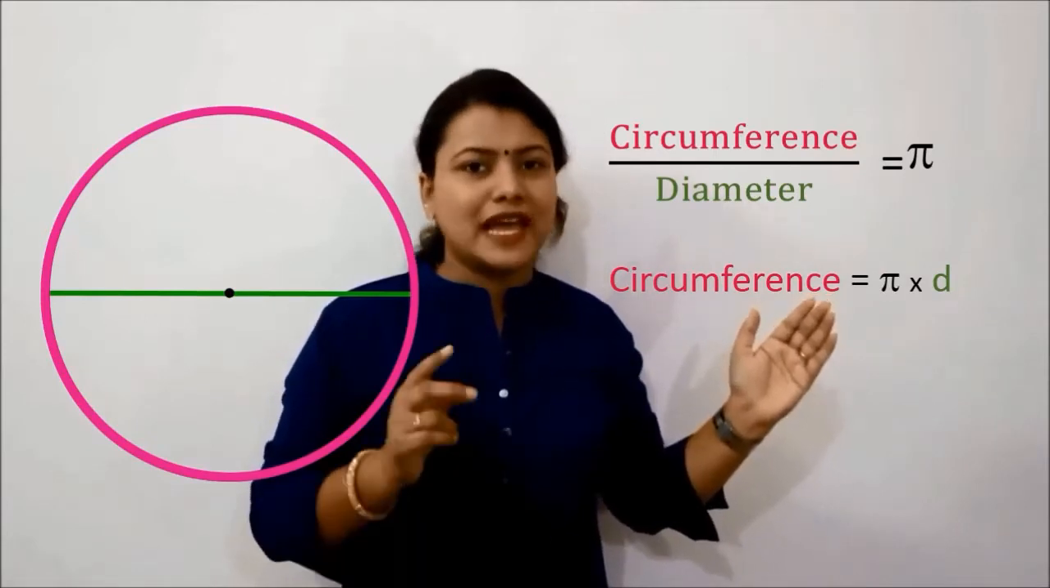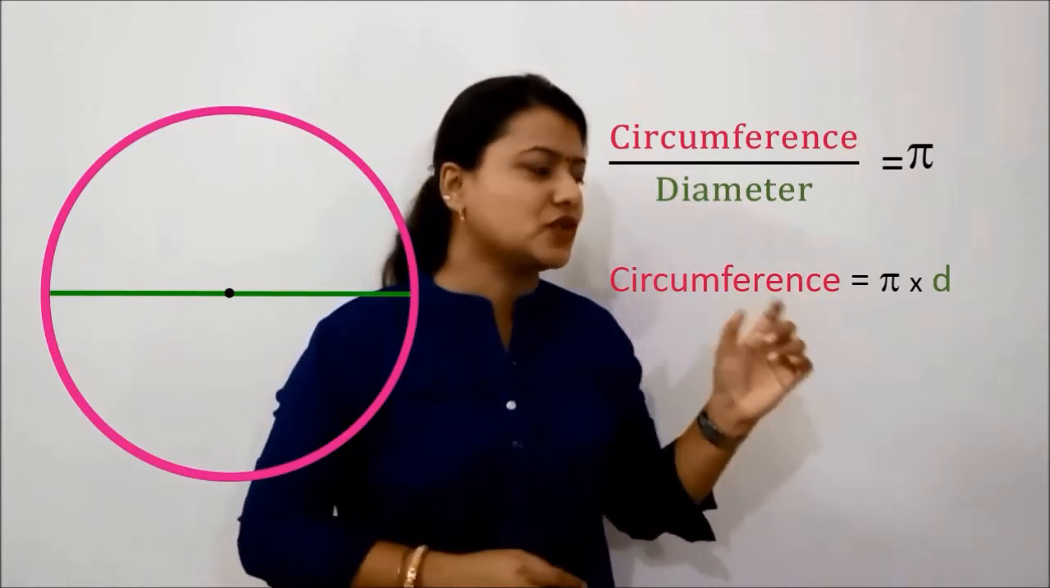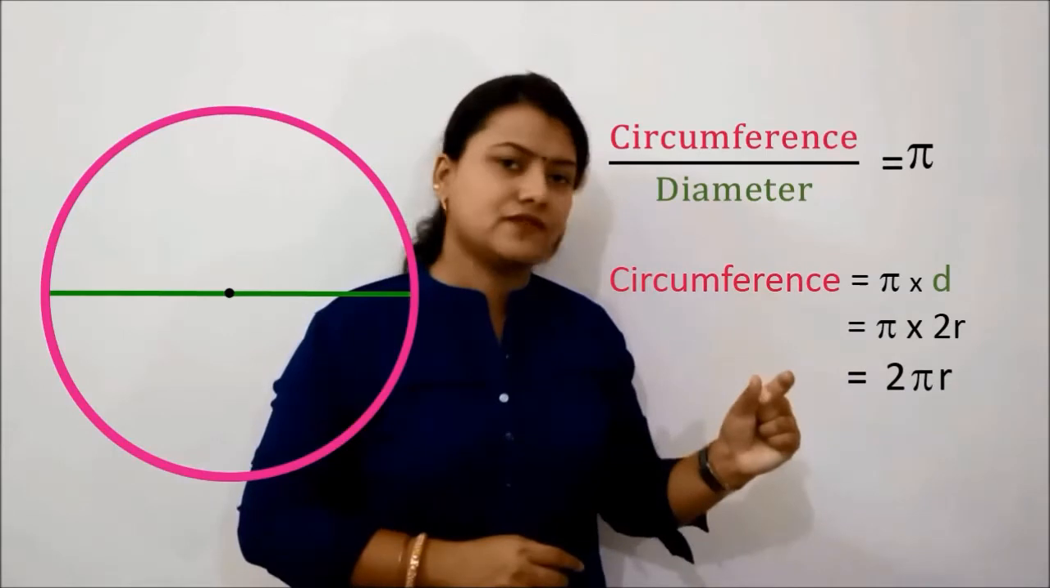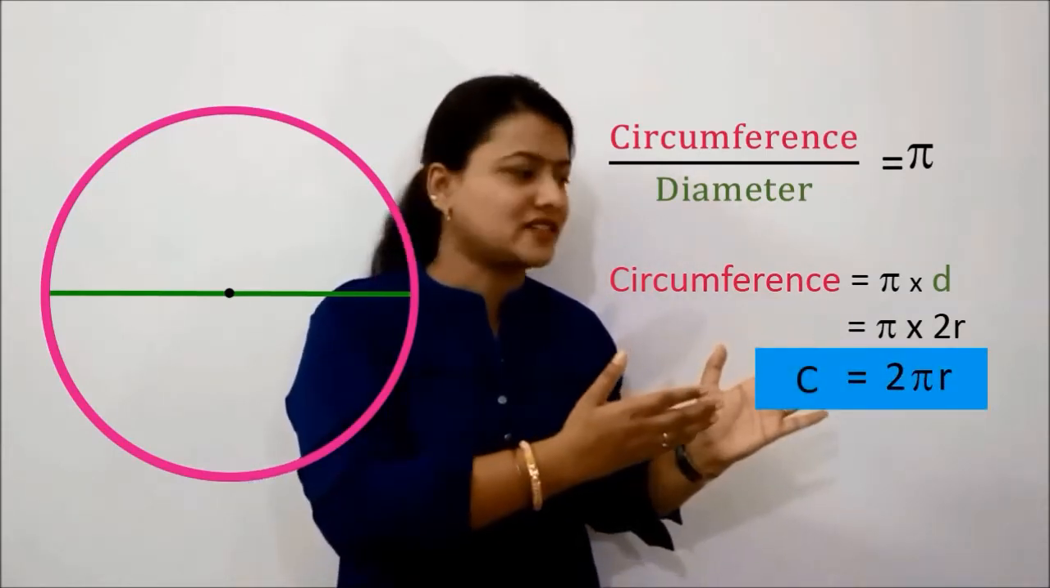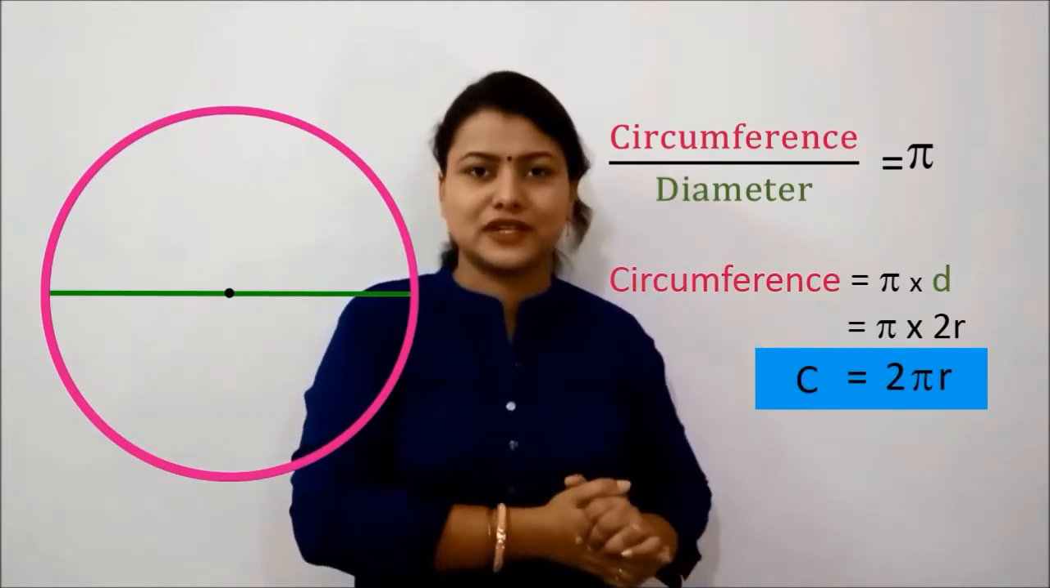Now we know diameter is equal to twice the radius. So here we can write circumference equals 2 pi r. So that's how we get the formula of circumference.